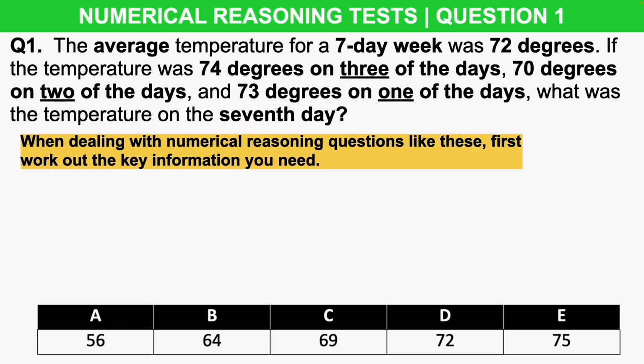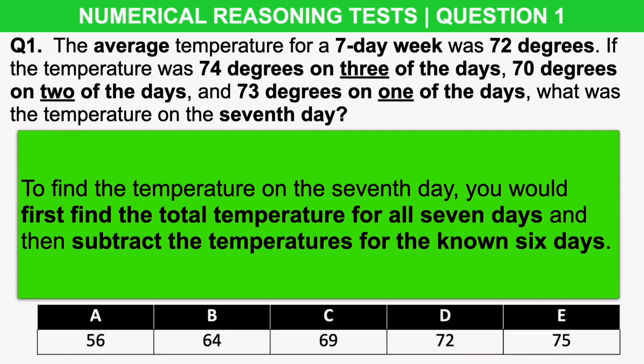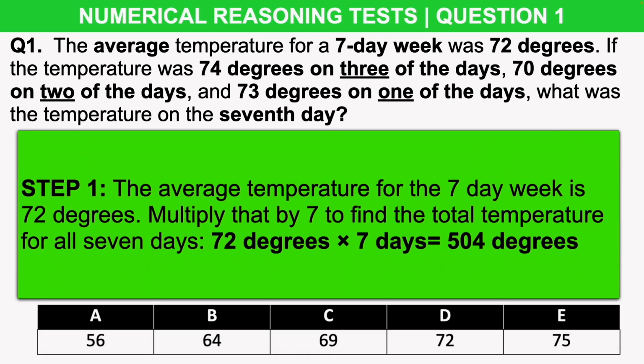So the average temperature for a 7-day week was 72 degrees. Remember, 74 degrees was there for 3 days, 70 degrees on 2 days, and 73 on 1 of those days. So what was the temperature on the 7th day? We're just missing 1 of those days. Now, to find out the temperature on the 7th day, you would first find the total temperature for all 7 days and then subtract the temperatures from the known 6 days.